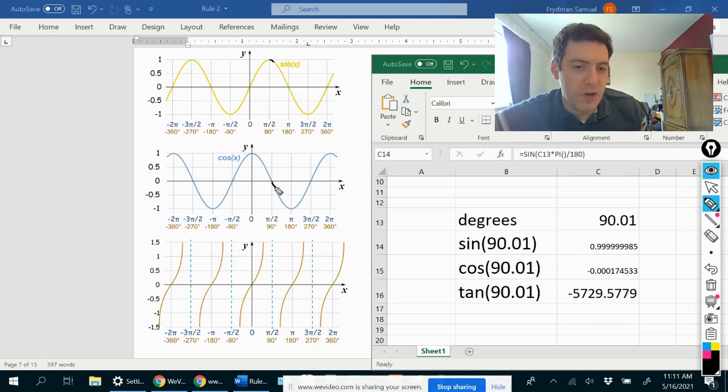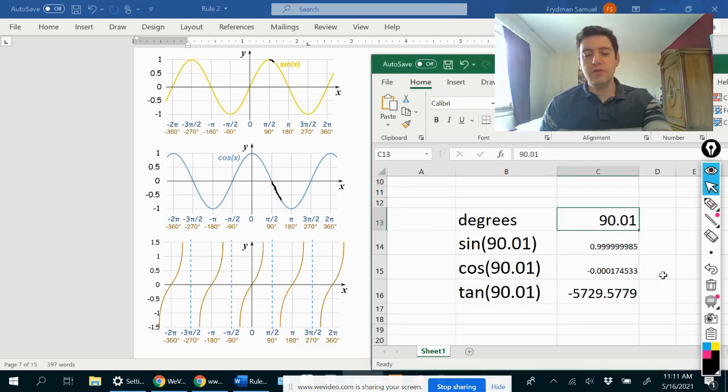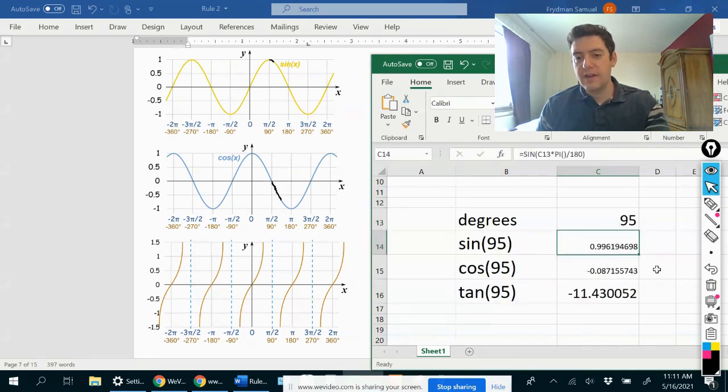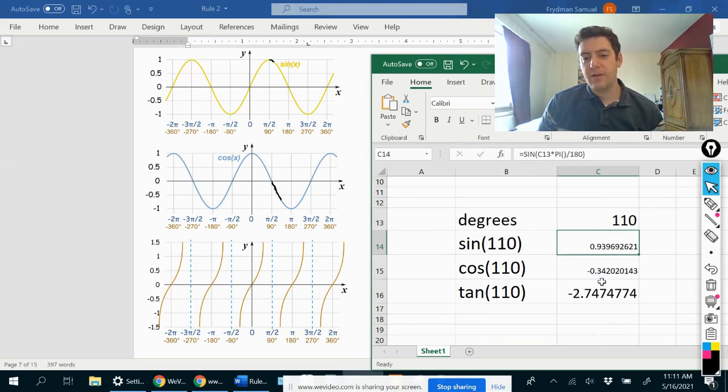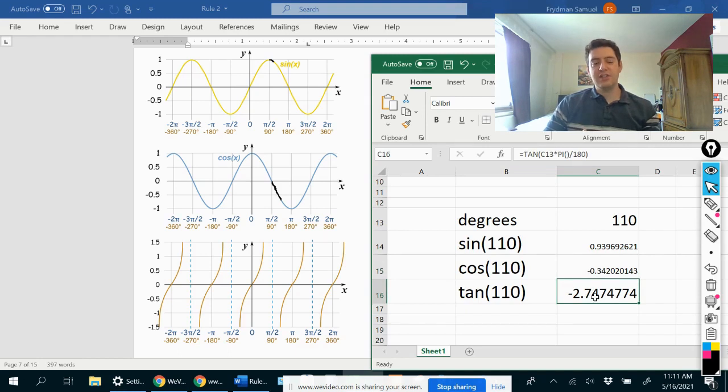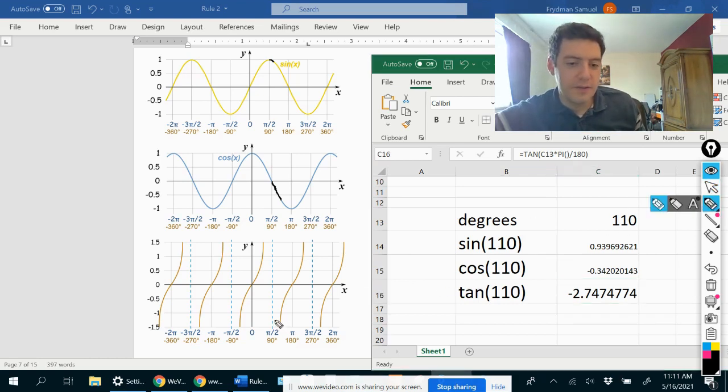As we move further away from the 90 degree mark, the absolute value for the cosine is getting larger and larger. So let's say if we wanted to move to 95 degrees, now the cosine is still pretty small, but it's getting a little bit larger. The absolute value is getting a little bit larger. What if we move away from it further? Let's say, I don't know, 110 degrees. Okay, the absolute value keeps increasing. Even though it's still negative, the absolute value keeps increasing. So we're not getting such huge absolute values for the tangent anymore.